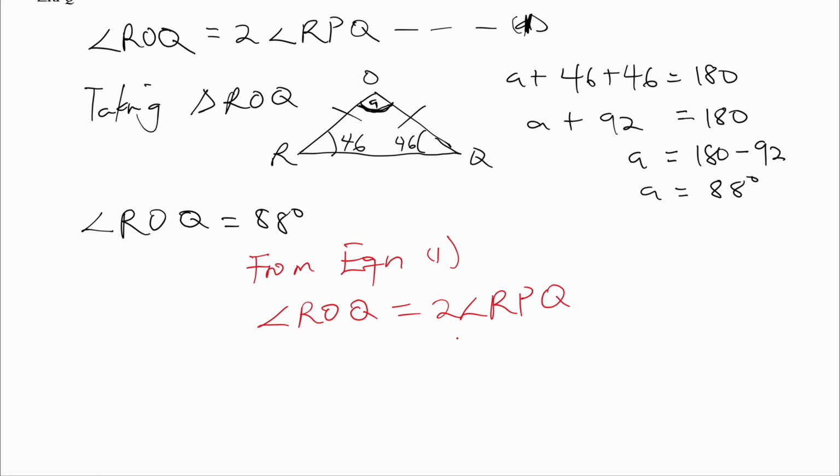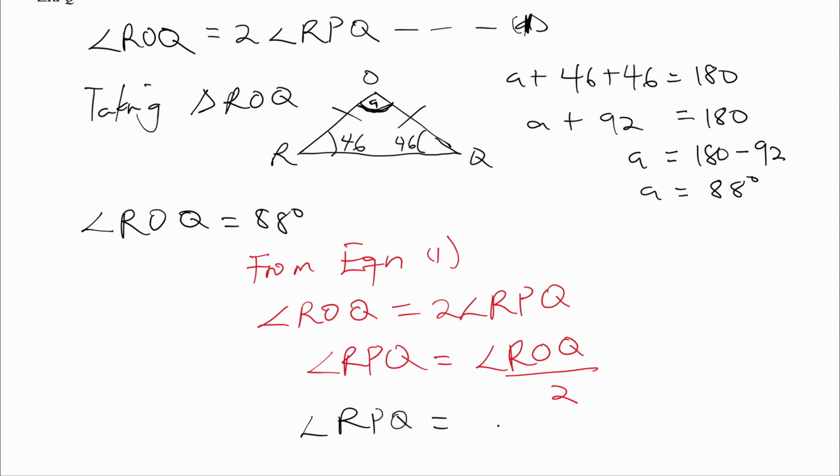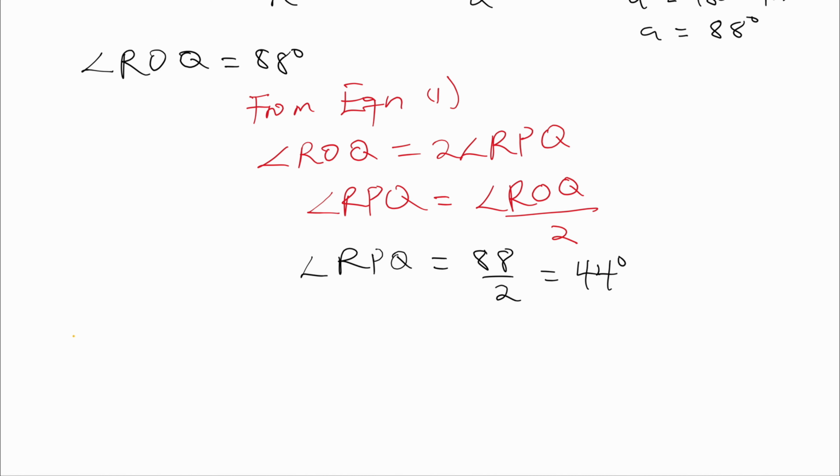If we make RPQ the subject, the angle RPQ, which is the angle we are finding, is the angle ROQ divided by 2. We know that our angle ROQ is 88 degrees. So the angle RPQ is equal to 88 over 2, which is equal to 44 degrees. Therefore, angle RPQ is equal to 44 degrees.